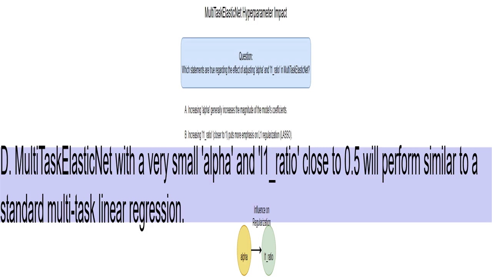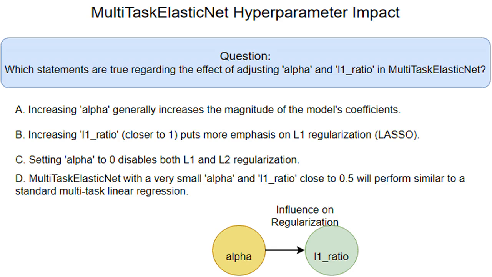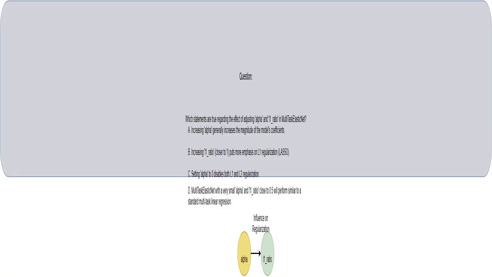Alpha decides how strong the regularization overall is, while L1 ratio specifies how much each regularization type is contributing to that total effect. This is the core question. You need to decide which statements accurately describe how changing alpha and L1 ratio changes the behavior of the MultiTaskElasticNet model. This statement is true.